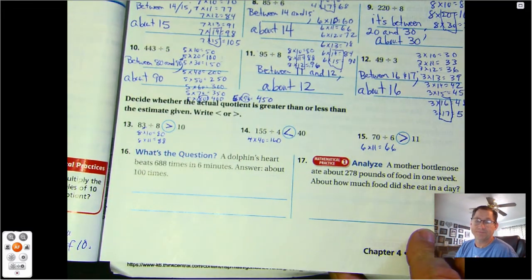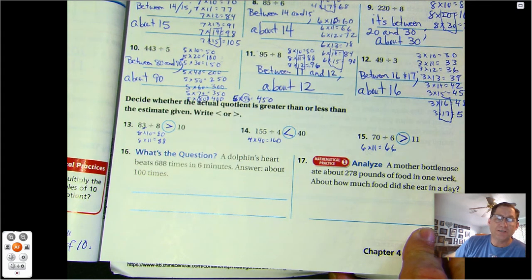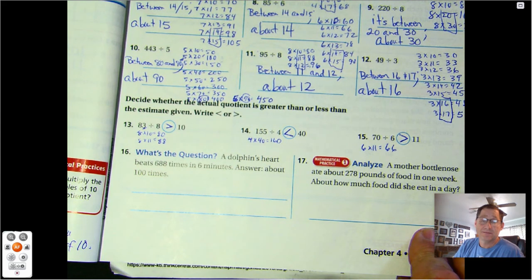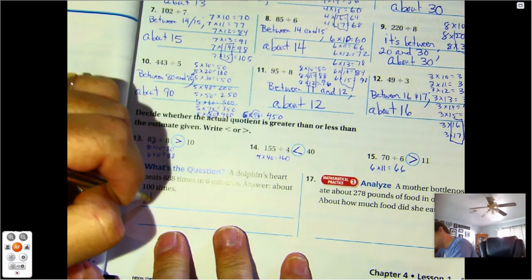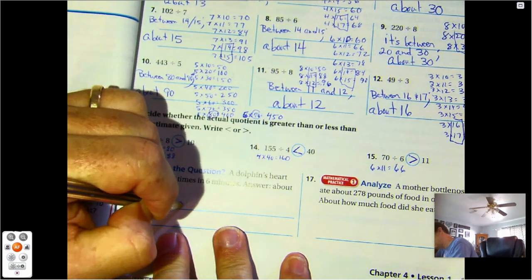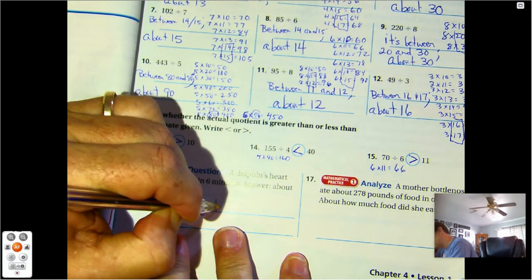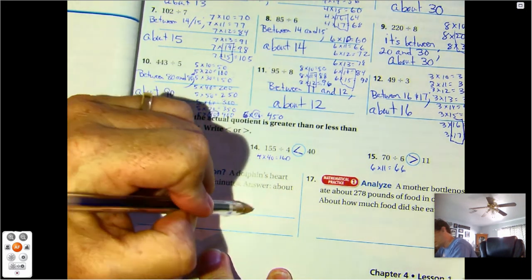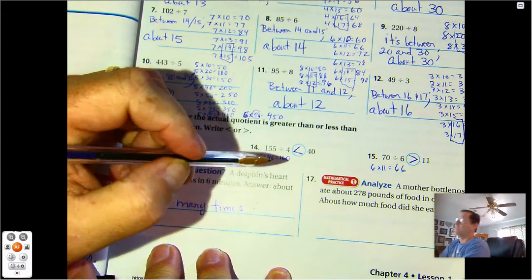What's the question? A dolphin's heart beats 688 times in 6 minutes. The answer is about 100 times. So what's the question? How many times does a dolphin's heart beat in 1 minute?